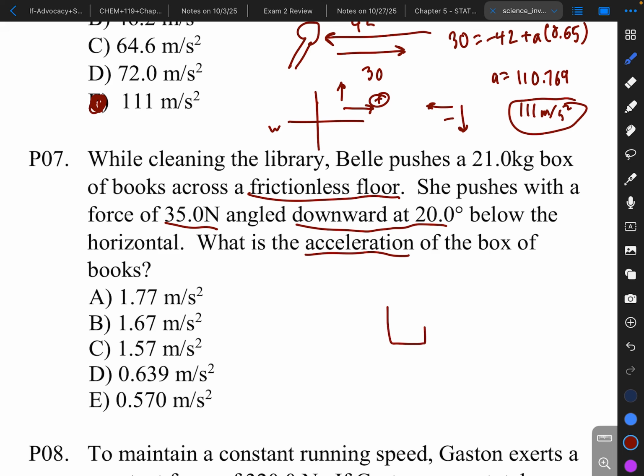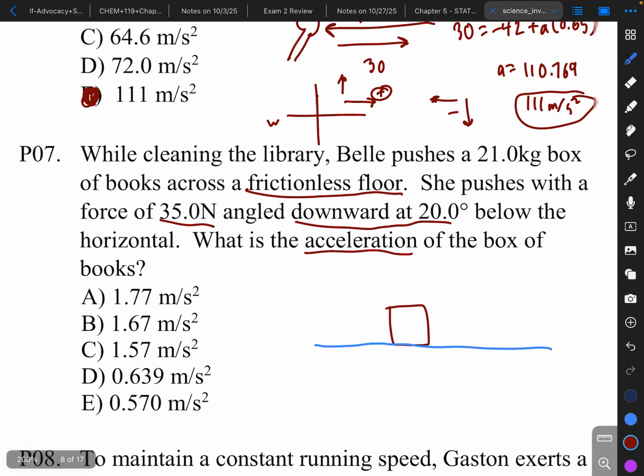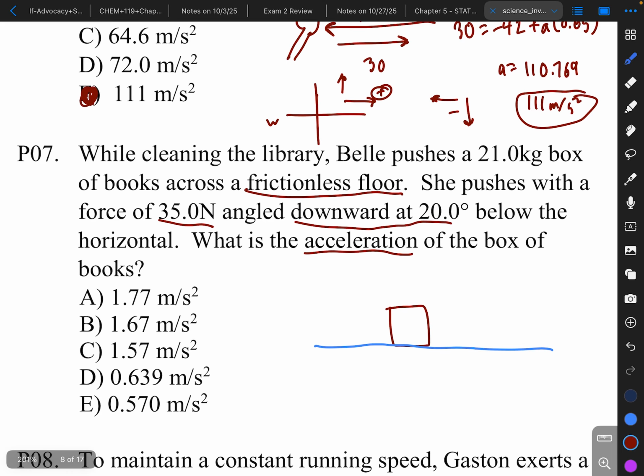When we get to any problem revolving around forces, I want you guys to draw out the whole problem. So we have a box on a floor. Make sure to note that the floor is frictionless, which is very important and will save a lot of math in this problem. And you're pushing downward at 20 degrees below the horizontal.